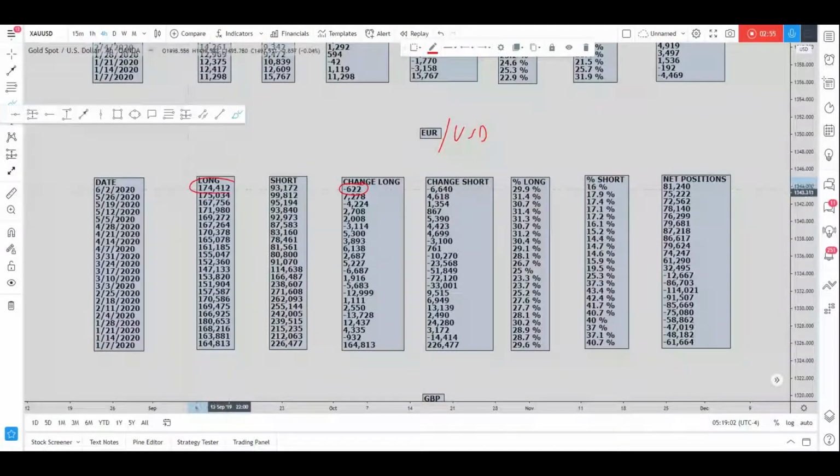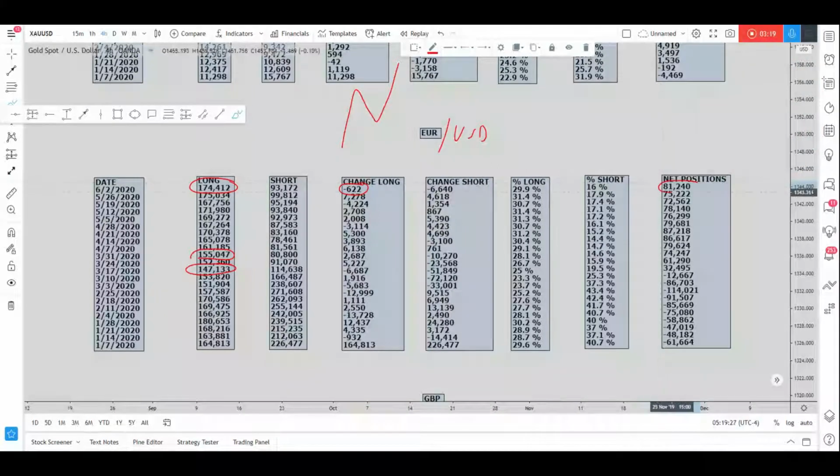We are currently sitting in 174K long positions, which is a lot for a Euro USD perspective. We were sitting at around 155 here, even 147, but now we have 174. So we might get some profit taking. Now, I definitely don't want to see just a complete reversion, but at least I want to see a retracement before the next continuation to the upside.